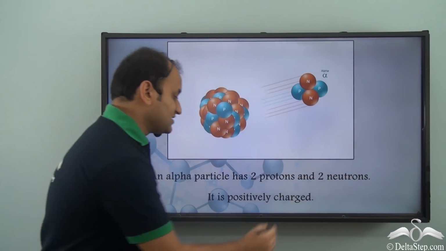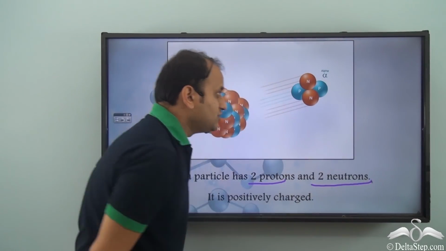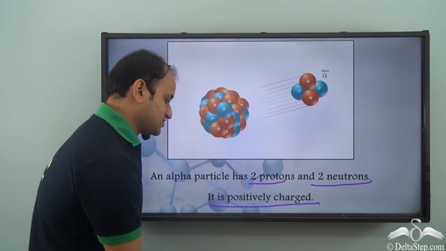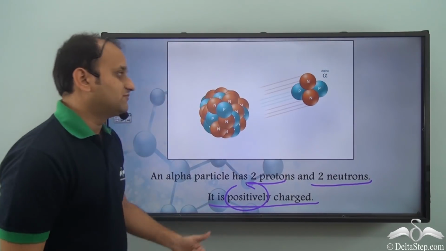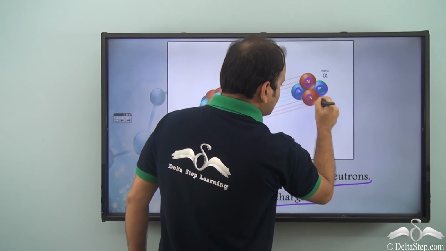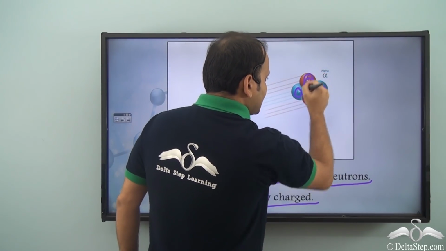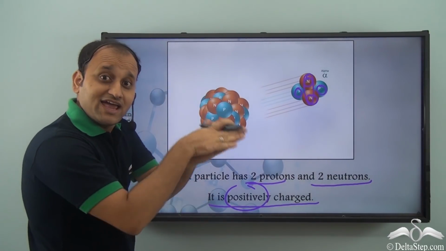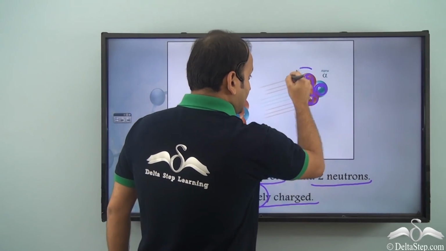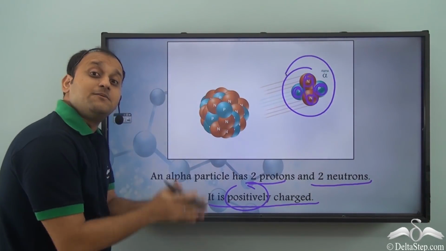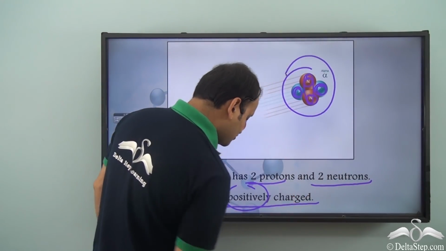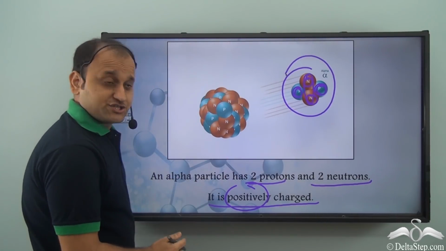So an alpha particle has 2 protons and 2 neutrons, as you can see, and it is positively charged. Now why is it positively charged? Well, because we have 2 protons and 2 neutrons. Now neutrons are neutral, they don't have any charge, while protons have a positive charge. So in whole, the alpha particle is positively charged.